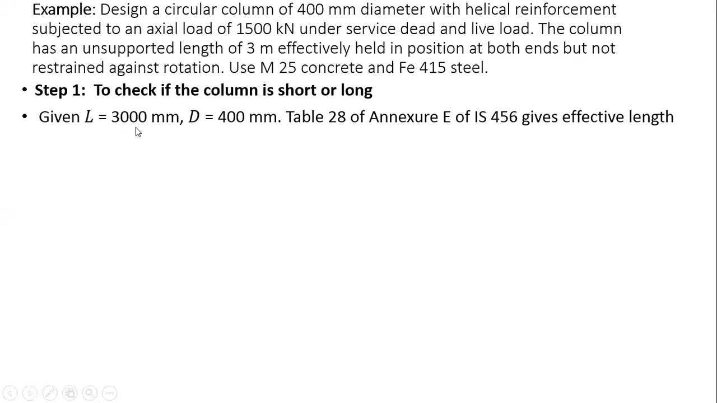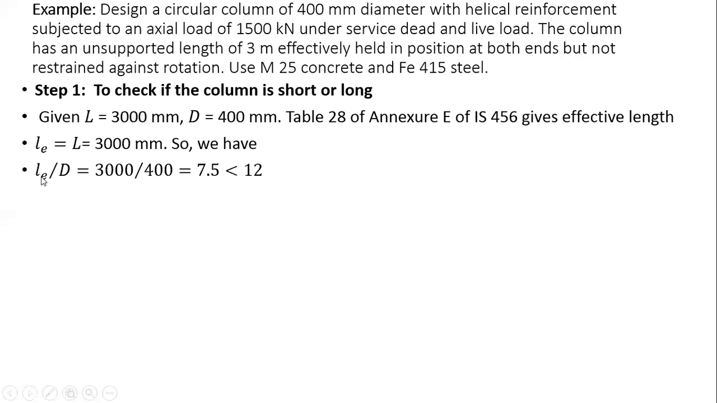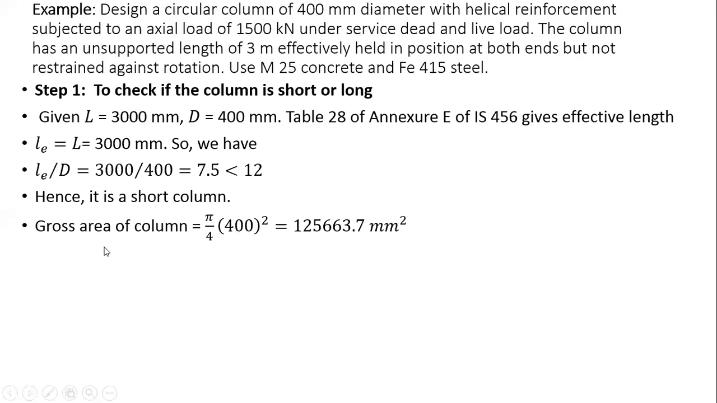L is given as 3000 millimeter, that is 3 meter. Diameter is also given, 400 millimeter. So what is L effective? Because it is a column with both the ends hinged, the effective length is equal to the unsupported length, so it is the same 3000 millimeter. So we have LE over D, we have to calculate the slenderness ratio. 3000 divided by 400 comes out to 7.5, which is less than 12. So this means that it is a short column. Now calculate the gross area of column.